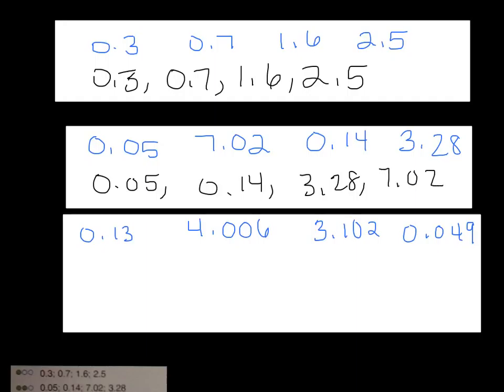The final group of decimals goes through the thousandths place, so the first one would be 0 and 49 thousandths, then 0 and 13/100ths, then 3 and 102 thousandths, and finally 4 and 6 thousandths.